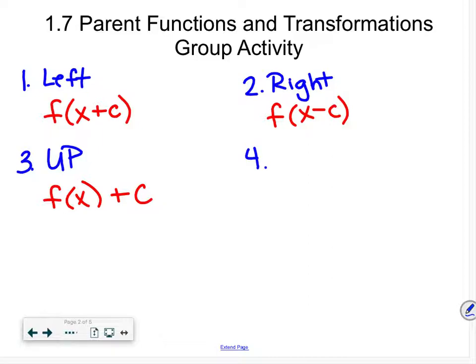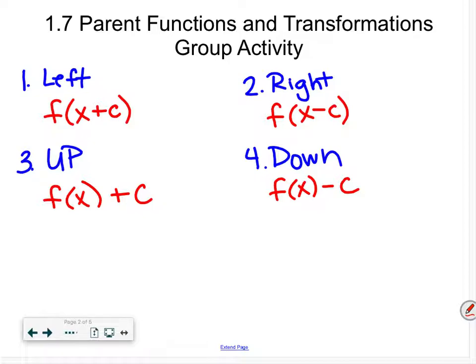And then if we need to go down C units, Kaya, what do we need there? You put minus C outside of the parentheses. Okay, so anything outside of our function is going to affect it vertically. So minus C, we vertically shift down. Plus C, we vertically shift up. These were probably the two rules that came quickest back to you, the addition and subtraction for moving up and down.